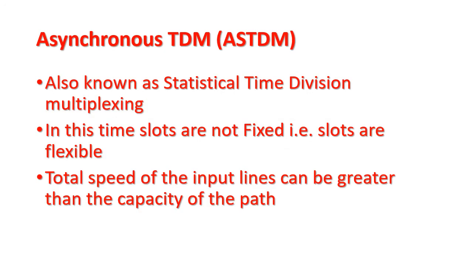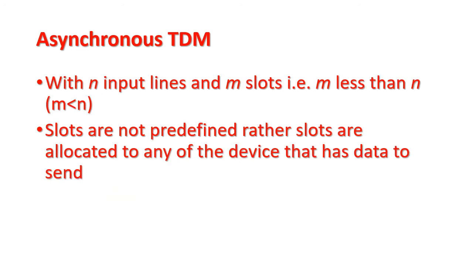Now, asynchronous TDM or ASTDM, also known as statistical time division multiplexing. In this, time slots are not fixed, i.e. slots are flexible. Total speed of the input lines can be greater than the capacity of the path. With n input lines and m slots, i.e. m less than n, slots are not predefined. Rather, slots are allocated to any of the devices that have data to send.